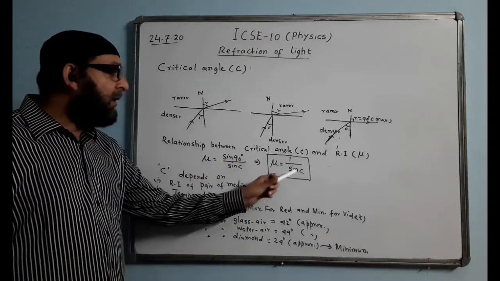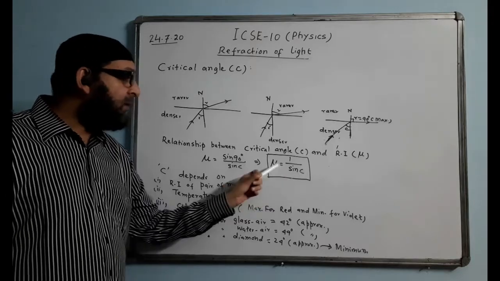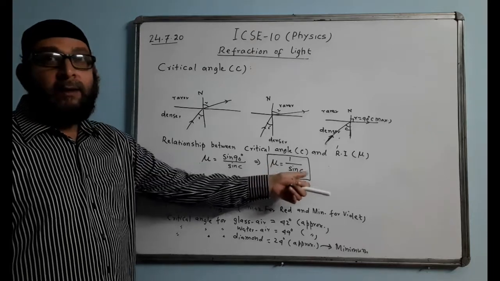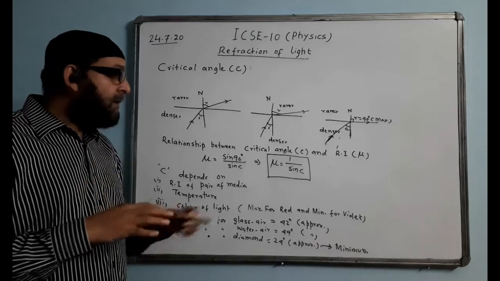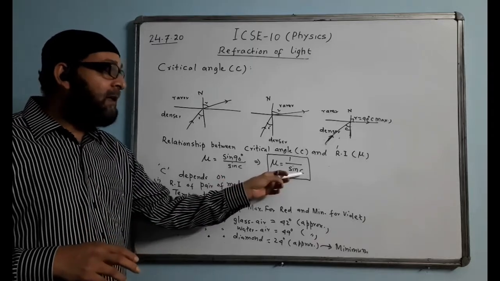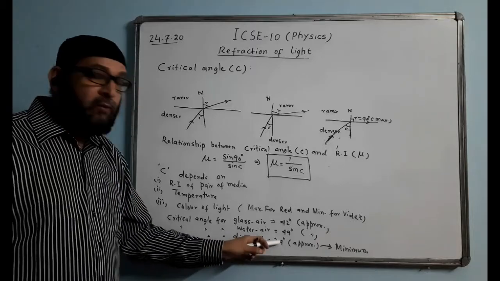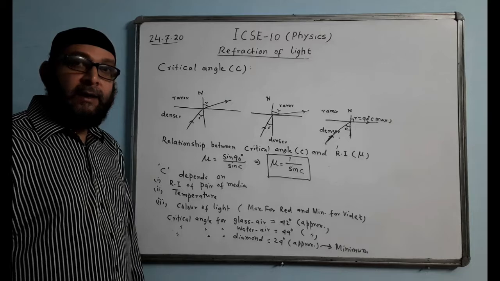That means critical angle depends on what factors? Mu, the refractive index. How? It is inversely proportional. Greater the value of mu, lesser the value of C. Last time I told you the refractive index of diamond is maximum. So critical angle is minimum. The value of which I have written here. Critical angle value for diamond is equal to 24 degree approximately. And this is the minimum value of critical angle.